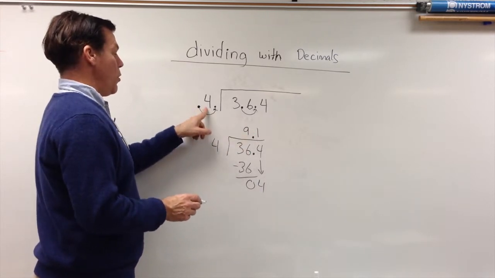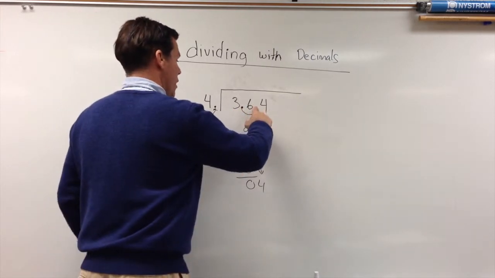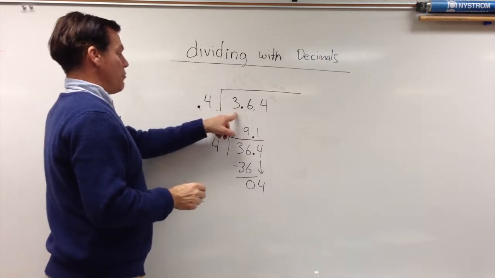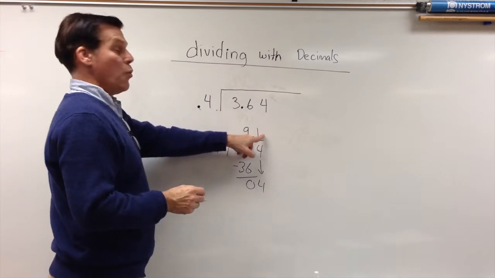So 0.4 goes into 3.64 9.1 times, and here's my original problem.